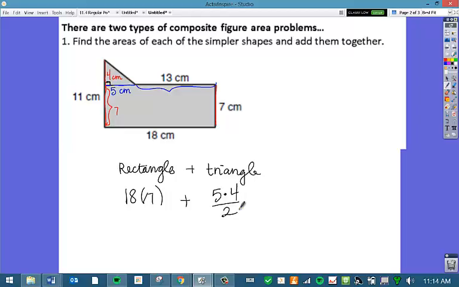So 18 times 7, the area of this rectangle, is 126. The area of the triangle, 5 times 4 is 20, divided by 2 is 10. And so the total composite area is 136 centimeters squared. Remember, if it's area, you always use units squared. So I found the two smaller areas and combined them to get the area of the whole figure.